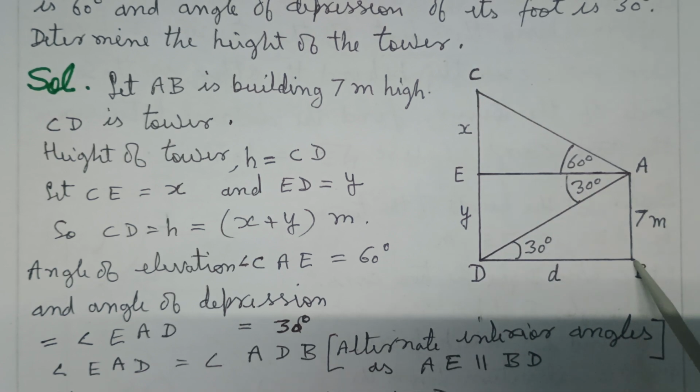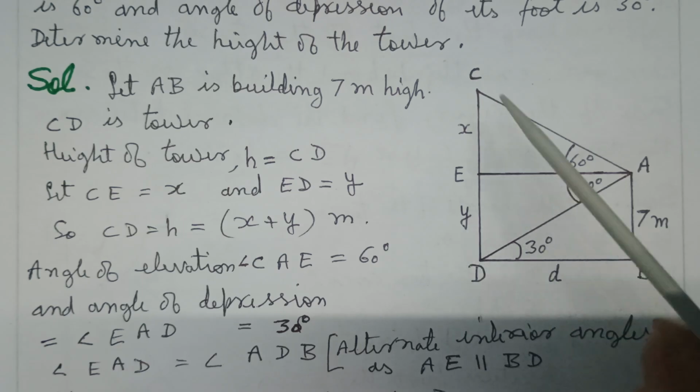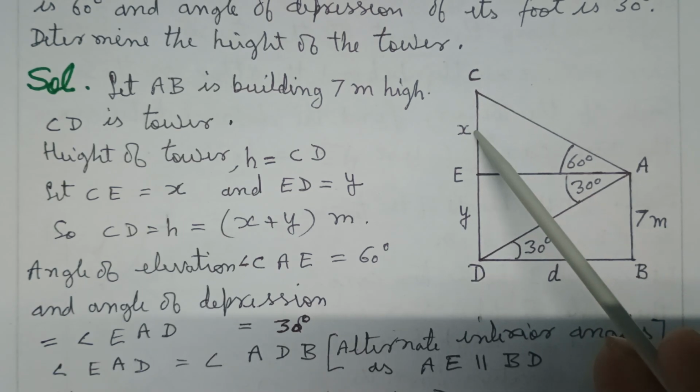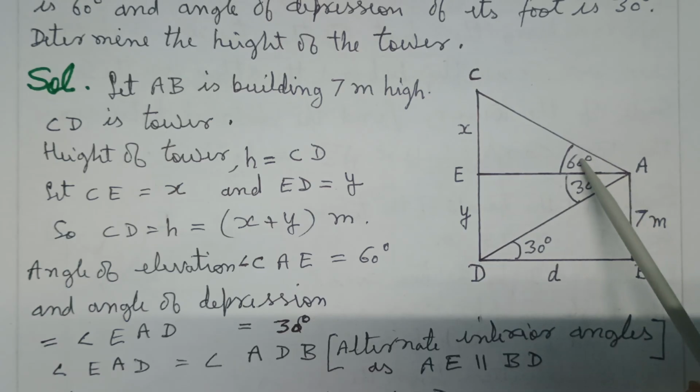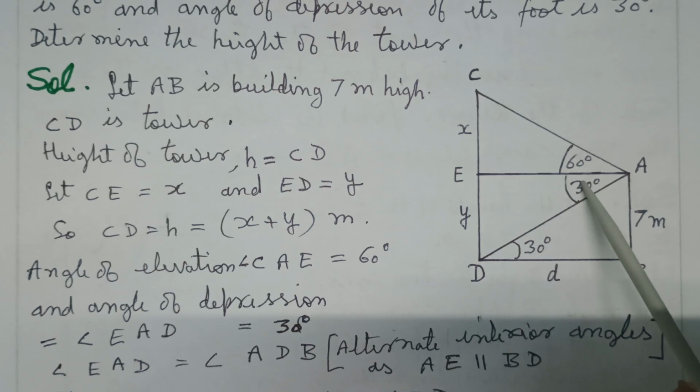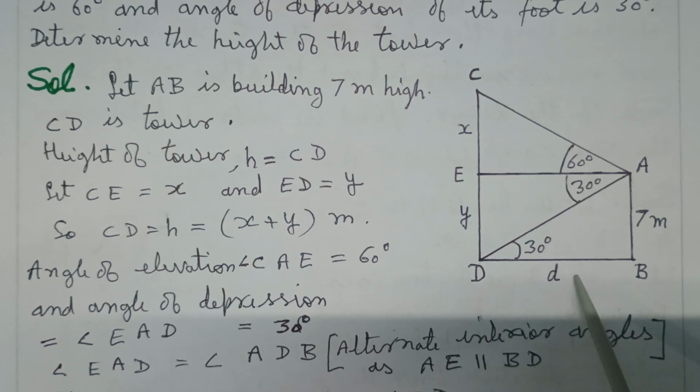So AB is the building, 7 meter high, and CD is the tower. Its distance CE is equal to X and ED is equal to Y. And this is the angle 60, this is 30 degree, and this angle is equal to this angle because of alternate interior angles, and BD is equal to D.